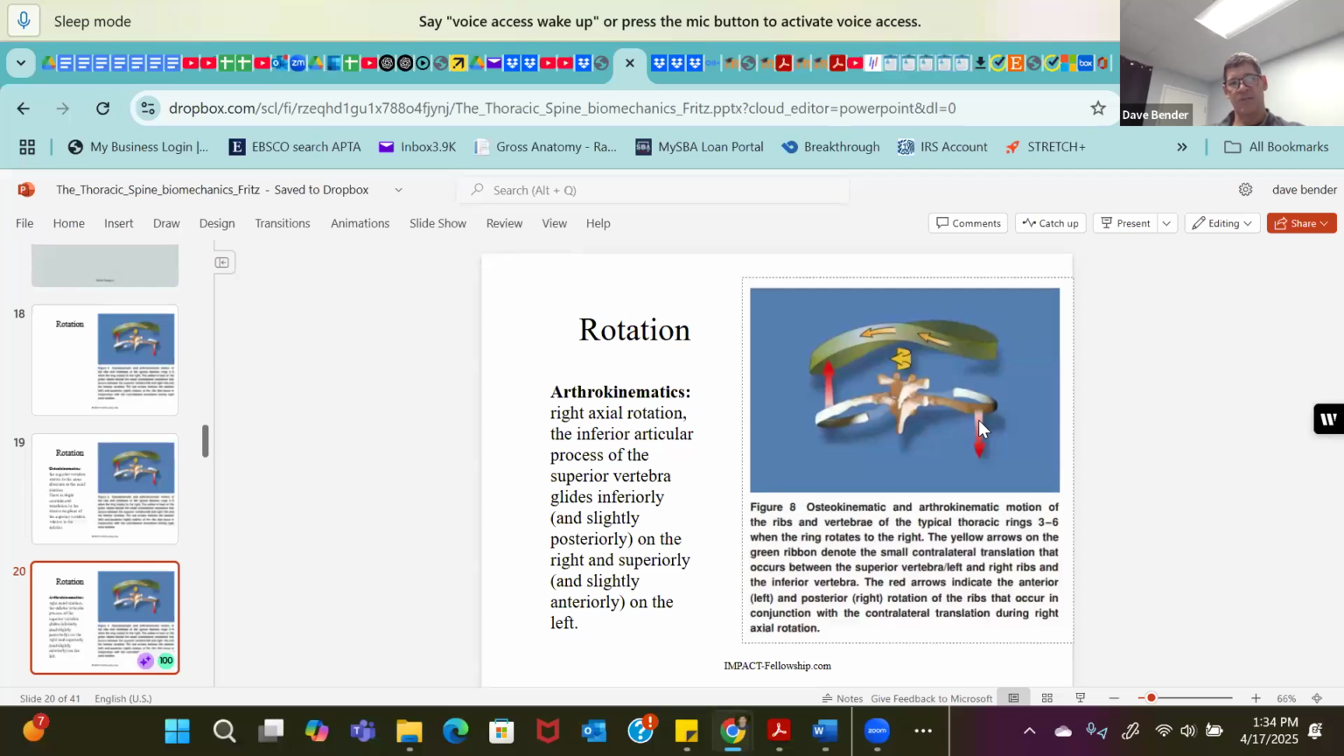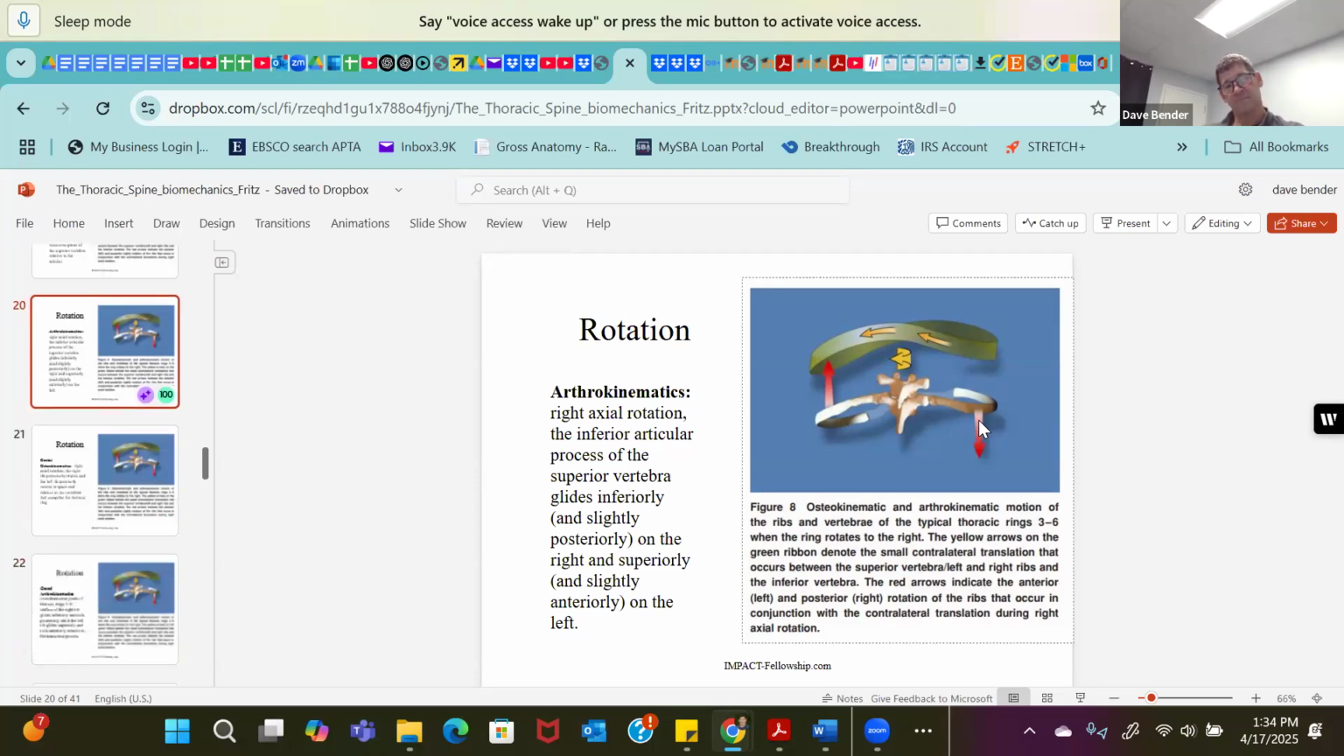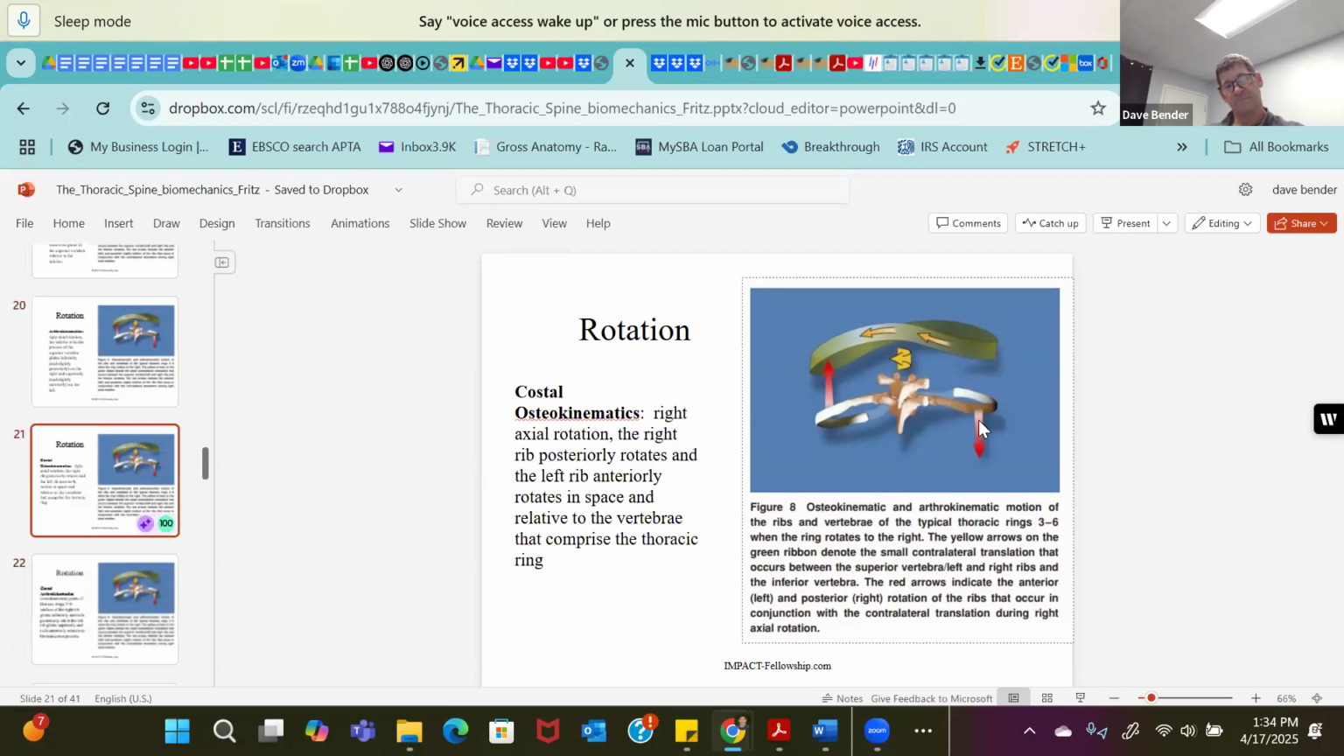Arthrokinematics with right axial rotation: the inferior articular process of the superior vertebra glides inferiorly and slightly posteriorly on the right, and it's going to glide superiorly and slightly anterior on the left. Costal osteokinematics, right axial rotation: the right rib posteriorly rotates, and the left rib anteriorly rotates. Think of your innominates, same as the innominates.